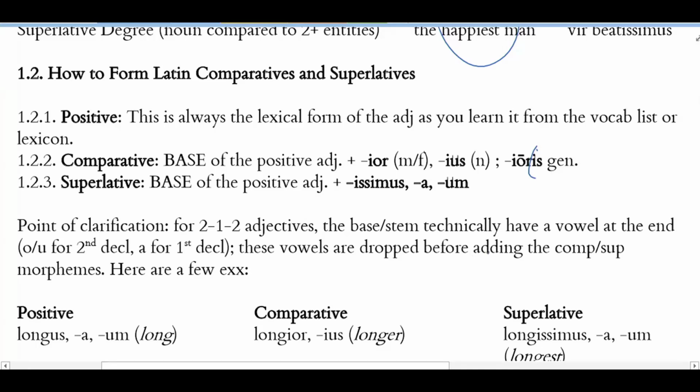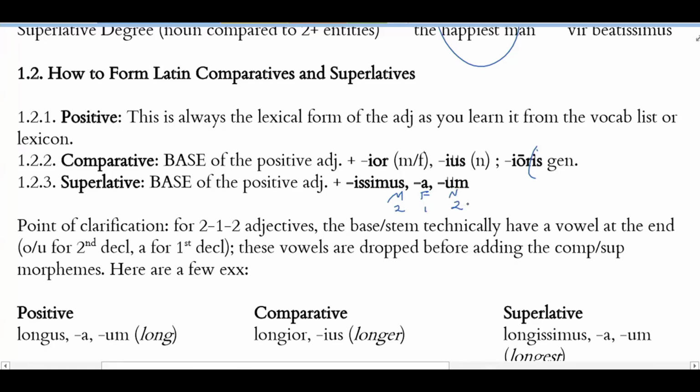Now, superlatives are formed by taking the positive adjective, the base, and then we're adding issimus, issima, issimum. Okay, so looking at those, can you guess what the declension pattern of the superlatives are? 2, 1, 2. Very good. Masculine second, right? Feminine is first. Neuter is back to second declension.